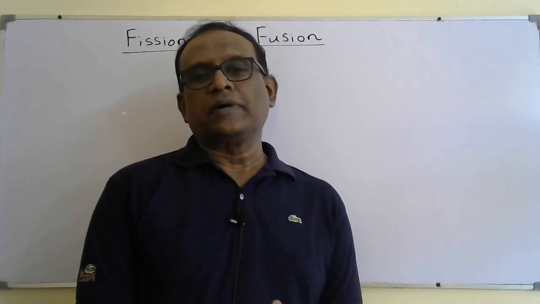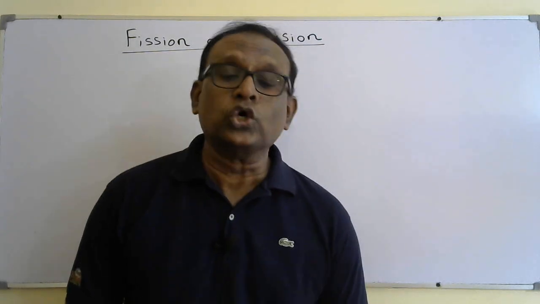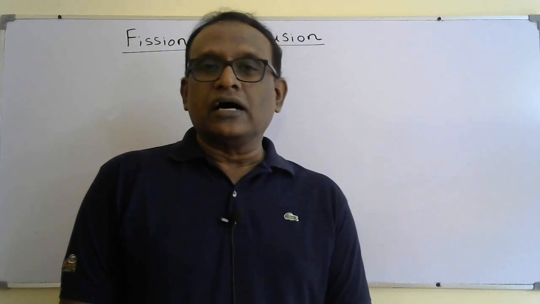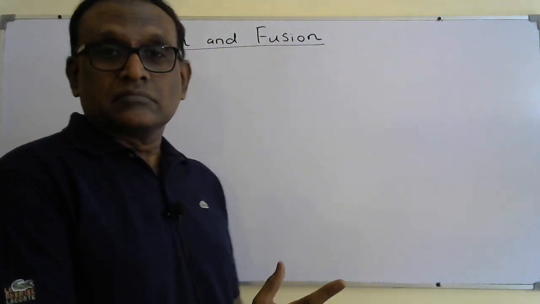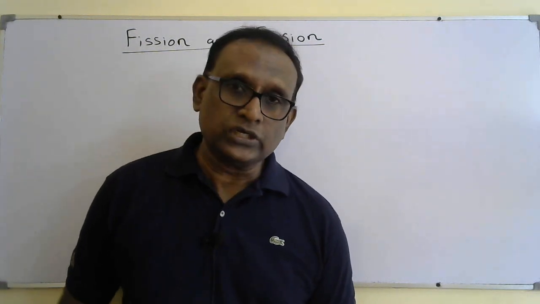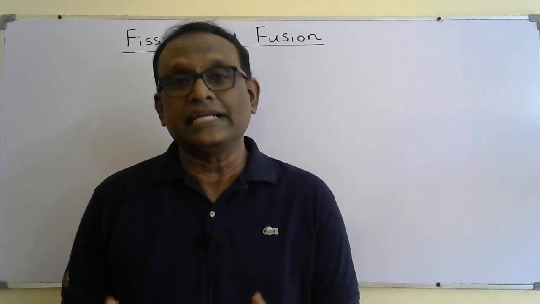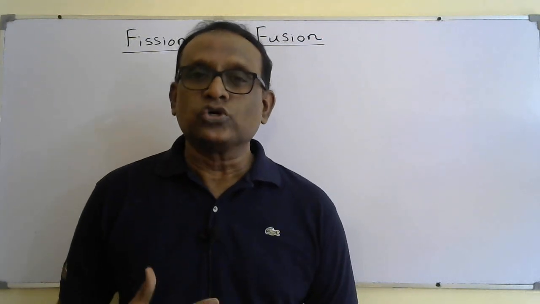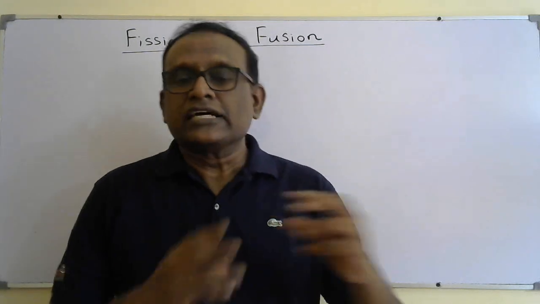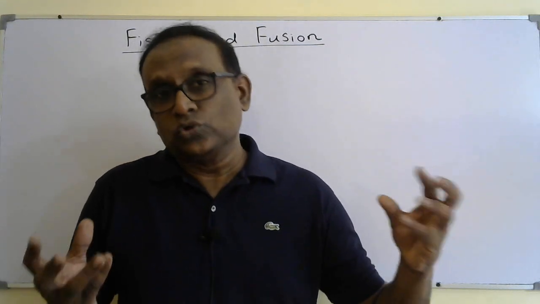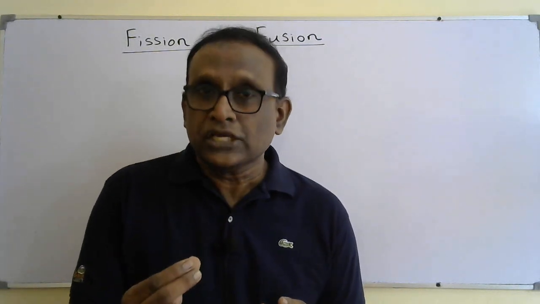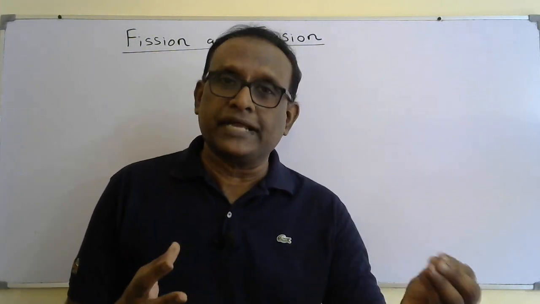Okay, so next is about the special types of well-known artificial transmutations: fission and fusion. In the first lesson, I told you that one of the factors that decides the stability of the nucleus is binding energy per nucleon, not binding energy. It should be the binding energy per nucleon. That means when you compare two different types of nuclei, the one with higher binding energy per nucleon is more stable compared to the other one.